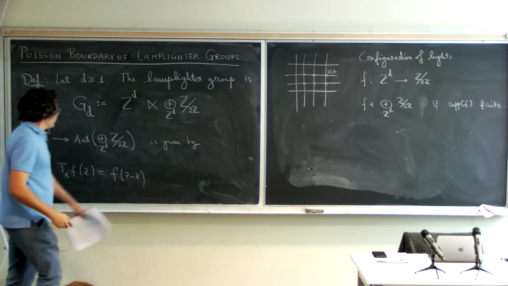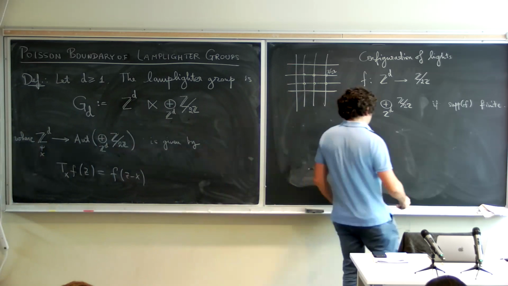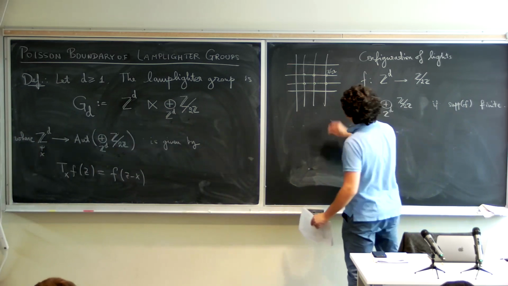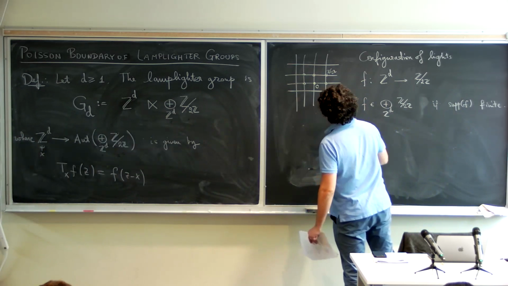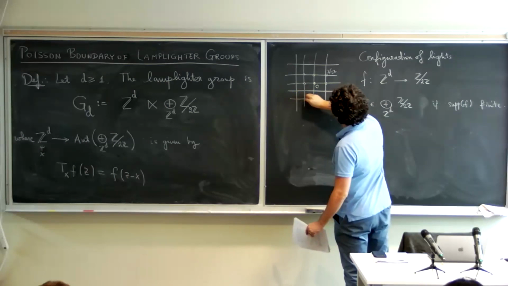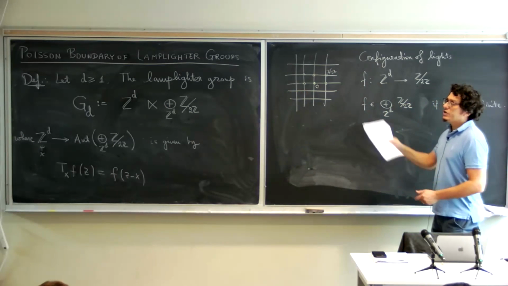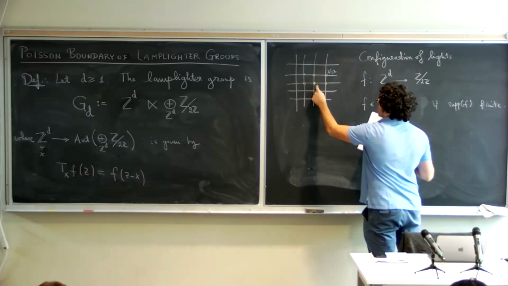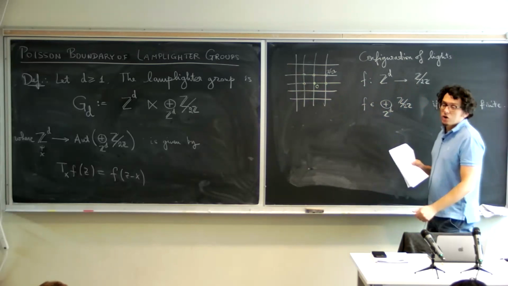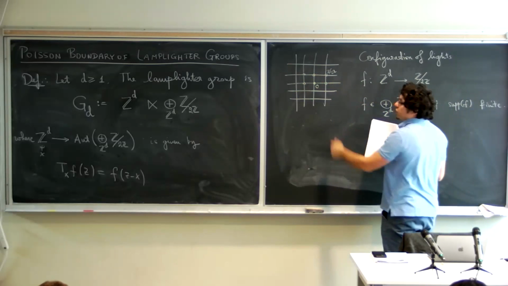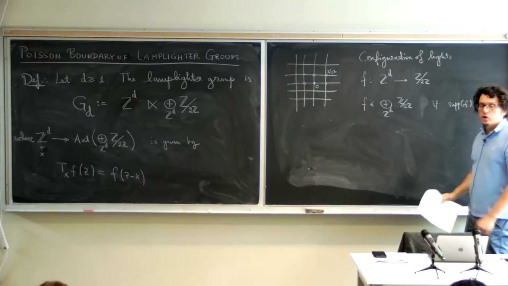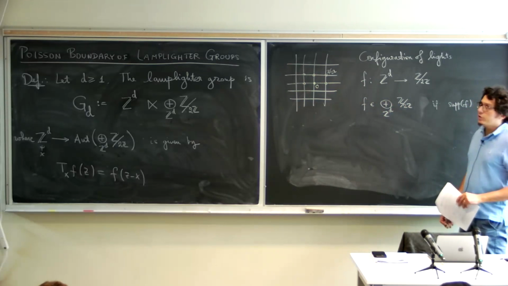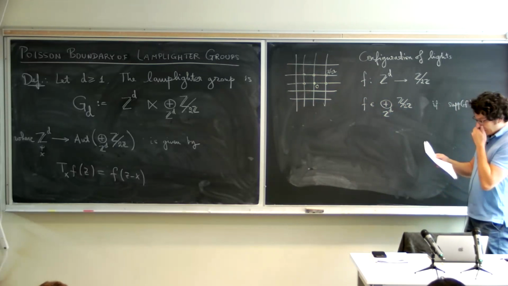So this gives indeed the intuition that you start at the origin and all the lights are off. And then at each step, you can either walk one step along the grid, or you can switch the state of the light, so from on to off. So that's the definition of the lamplighter group.